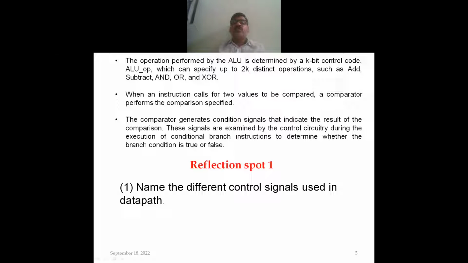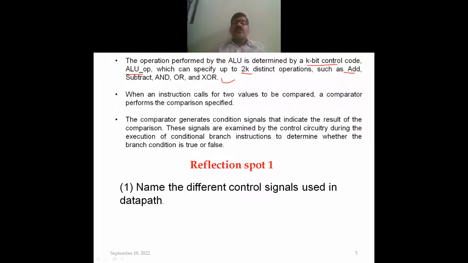So the operation performed by the ALU is determined by a k-bit control code, that is ALU_op, which can specify up to 2 power k distinct operations such as add, subtract, AND, OR, XOR, etc. Totally 2 power k distinct operations we can select.